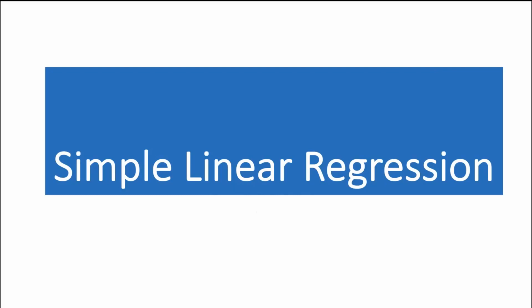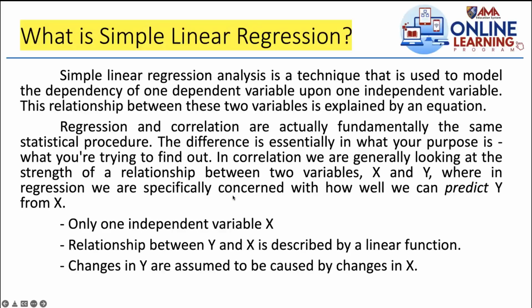Okay, class. So let's dive into the second part, which is the simple linear regression. So what is simple linear regression? Simple linear regression analysis is a technique that is used to model the dependency. Now, there's a mention of dependency, not anymore relationship, unlike in part 1. It's used to model the dependency of one dependent variable upon one independent variable.